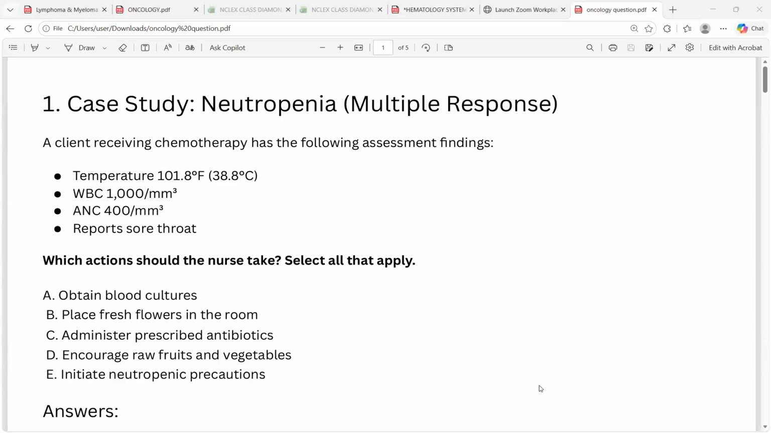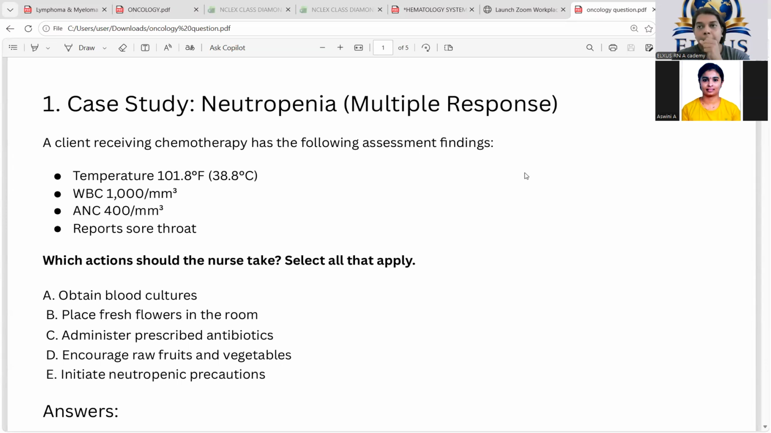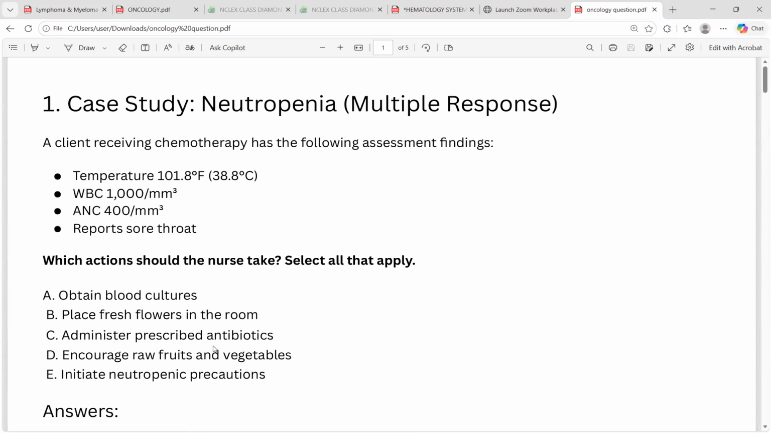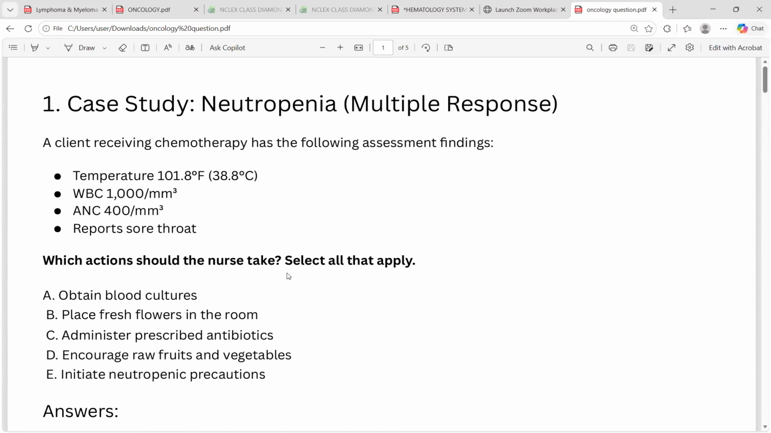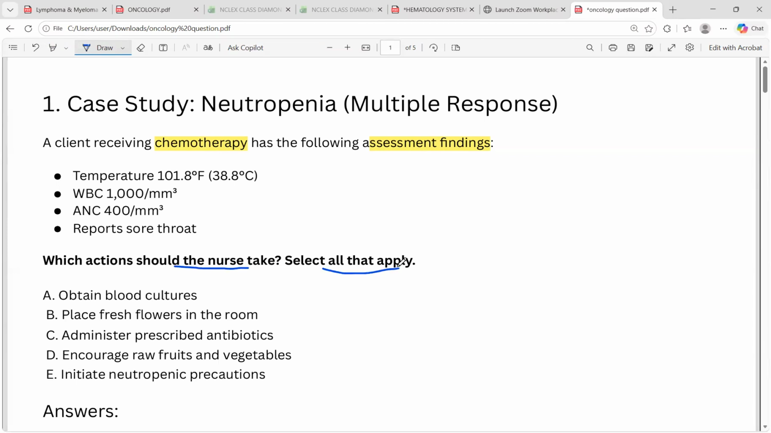A client receives chemotherapy and has the following assessment findings: temperature 101.8 degrees Fahrenheit, WBC 1000 mm3, ANC 400, and reports a sore throat. Which actions should the nurse take? Select all that apply. Obtain blood culture. Place fresh flowers in the room. Administer prescribed antibiotics. Encourage raw fruits and vegetables. Initiate neutropenic precautions.